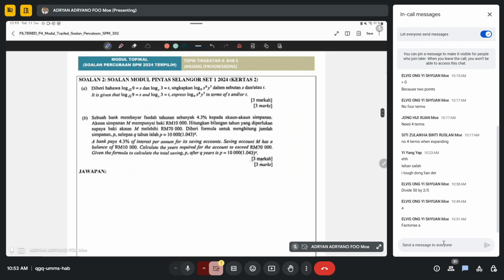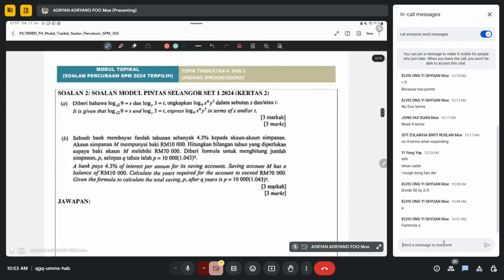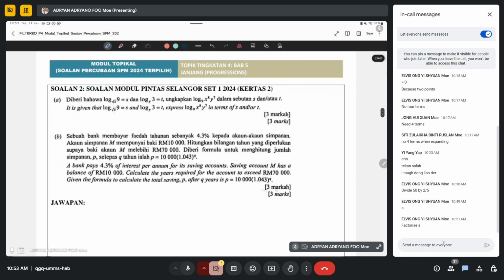Okay, this question is on logarithms. It is given that log base x of 9 equals s and log base y of 3 equals t. Express log base 9 of x power 8 y power 7 in terms of s and t. So how do we do this? This one is a bit difficult but I think it won't be too difficult for you. Anyone got any idea how to solve this?